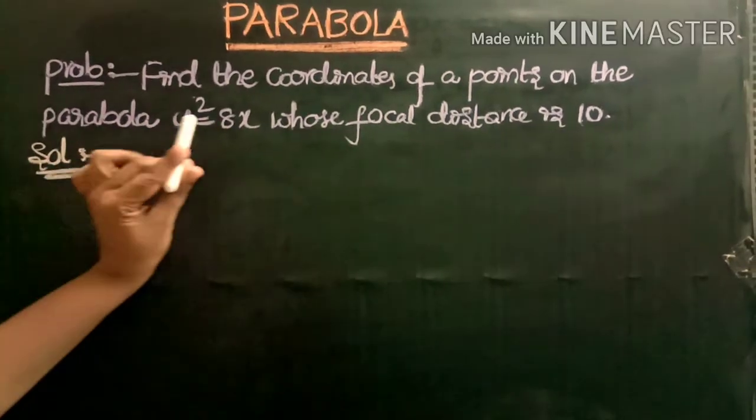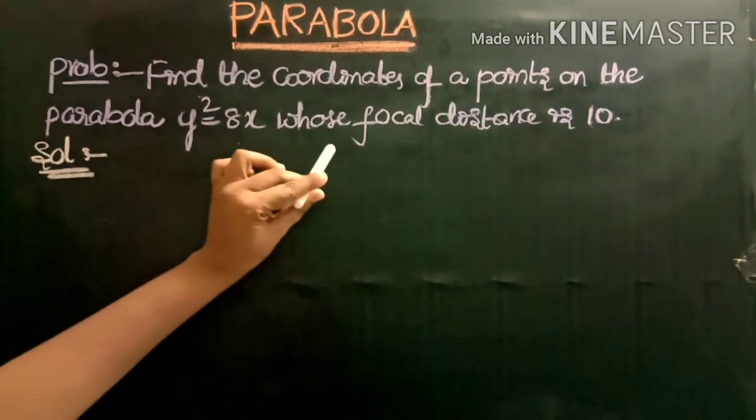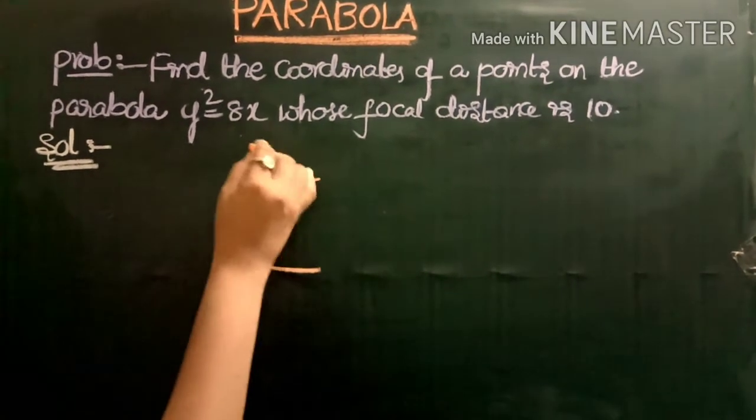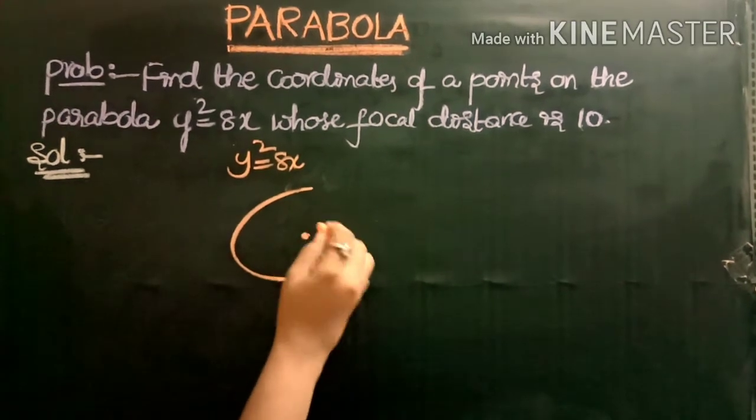First problem: find the coordinates of the points on the parabola y square is equal to 8x whose focal distance is 10. So given that y square is equal to 8x is one parabola, and also given that the focal distance is equal to 10.